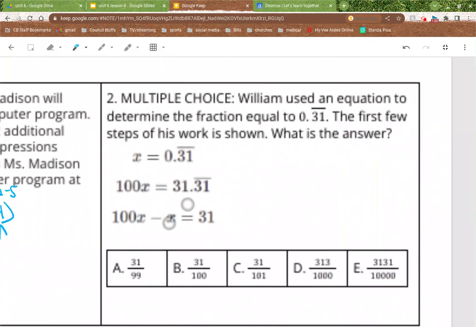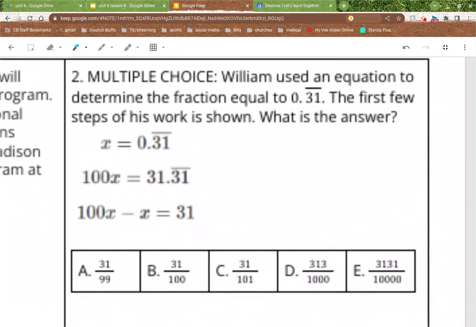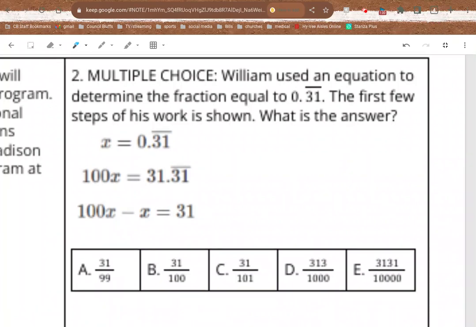Okay. Number 2, William used an equation to determine the fraction equal to 0.31 repeating. The first few steps of his work is shown. What is the answer? All right. So let's go ahead and solve this equation from here.